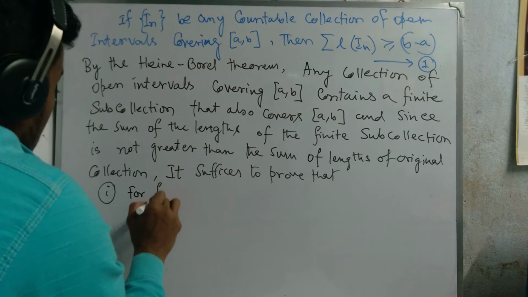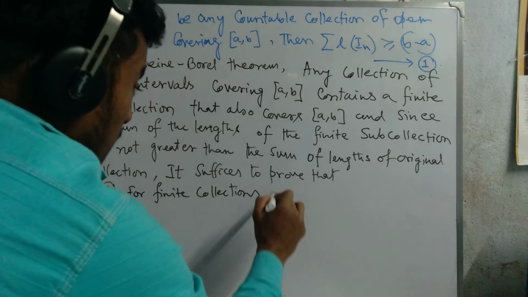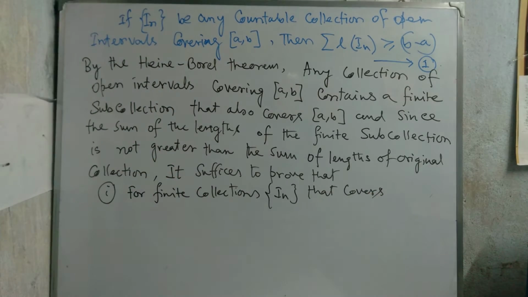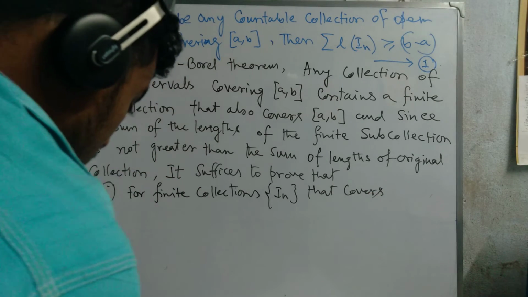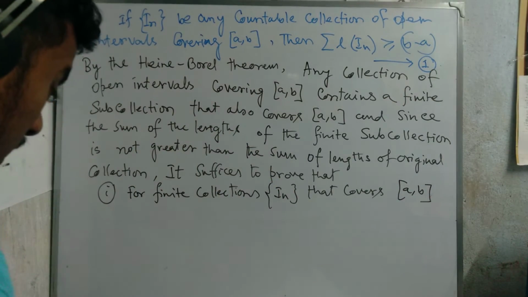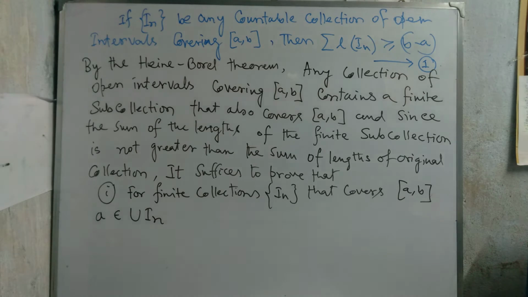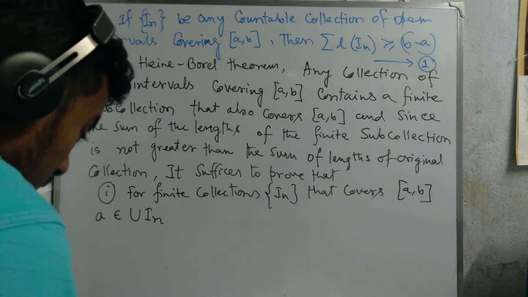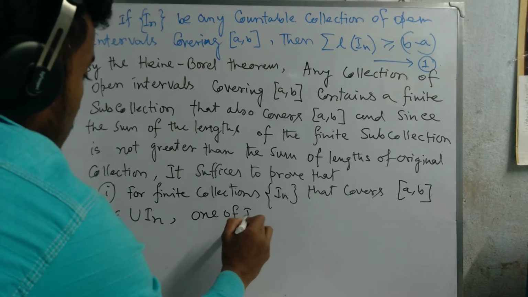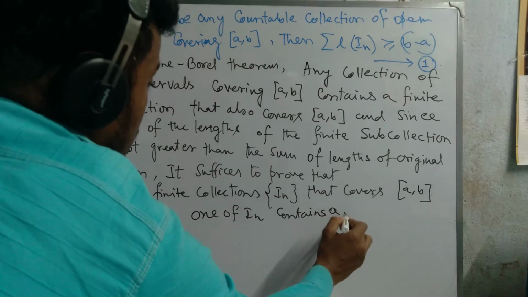So it suffices to prove it for a finite collection I_n that covers [a, b]. Since a is contained in the union of the I_n, one of the I_n then contains a.